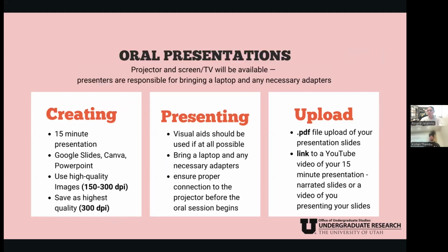As for oral presentations, projector and screen TV will be available. So this is for spring symposium, because that one is in person. And so when you're creating it, you want to ideally make it 15 minutes. You also do the same through Google Slides, Canva, and PowerPoint. Again, keep the images high quality and save your slide itself as the highest quality. You also want to use visual aids if you're going to use some at all to help enhance your presentation. Bring a laptop and any necessary adapters, and ensure proper connection to the projector before the oral session begins.